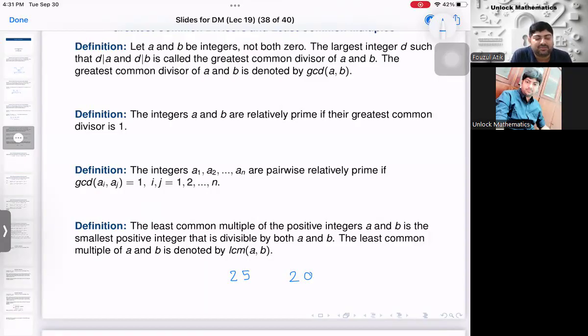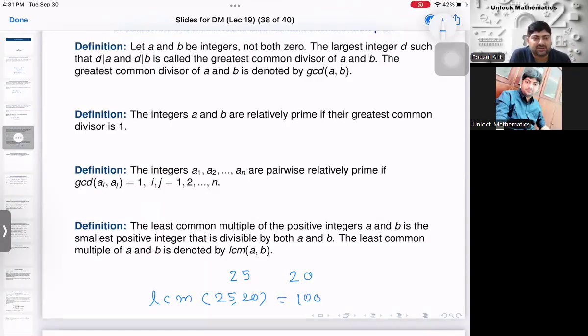So, what are the multiples of 25? It is maybe 50. Does 20 divide 50? No. Then what is the next? 75. Does 20 divide 75? No. Then 100. The multiple of 25 is 100. Does 20 divide 100? Yes. So in this case, the LCM of 25 comma 20 is equal to 100.